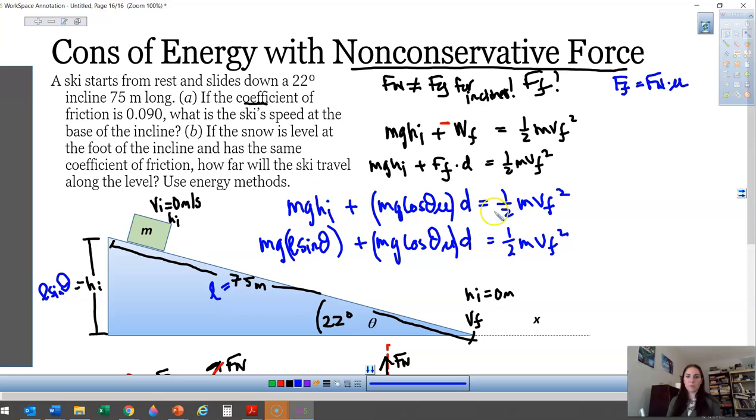You can plug all your numbers in at any point, please know that. In fact, you could start here and plug in numbers, that's fine. But one of the nice things is you do get the cancellation of m, which once again you see that mass is not given.